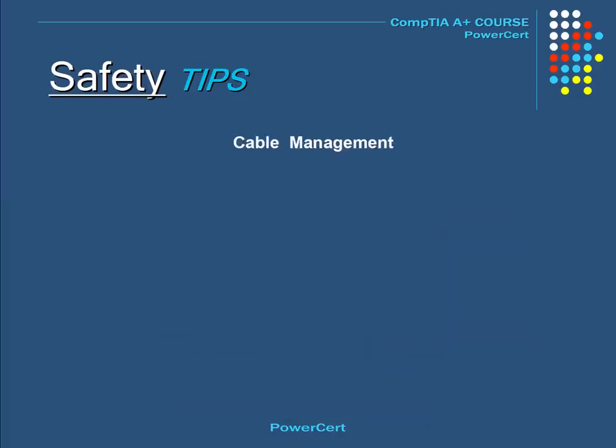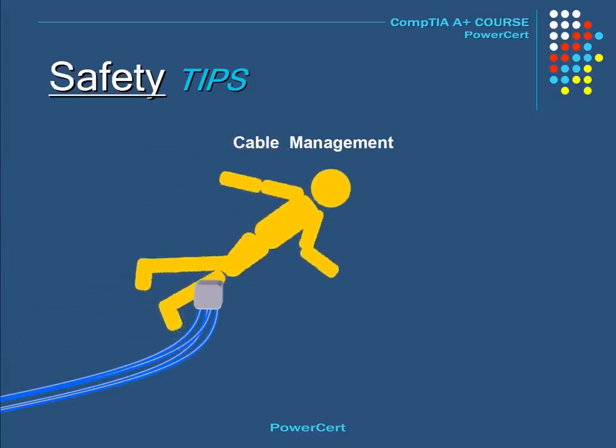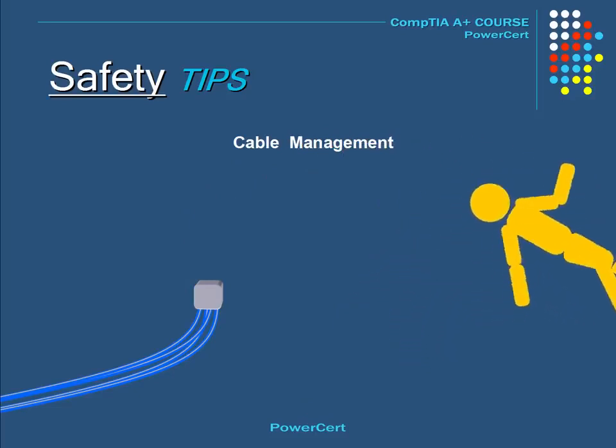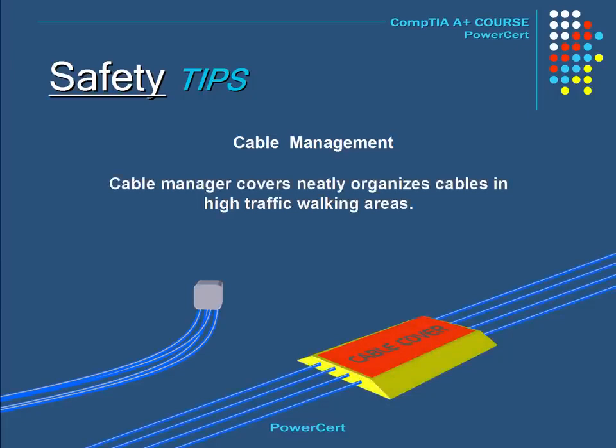Another safety tip is cable management. Maintaining a safe work environment is a major part of any job, and tripping hazards are a vital part of it. So if you have cables running across walkways, you could be at high risk for a tripping accident. So the quickest way to fix this is to simply relocate any cables that go across any walkway and move them somewhere else. Or if for some reason this can't be done, then you can always use something like a cable manager cover, which neatly organizes the cables in a way where you can't be tripped by them in high traffic walking areas.